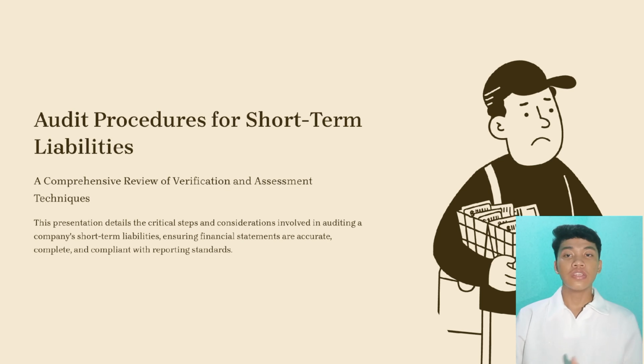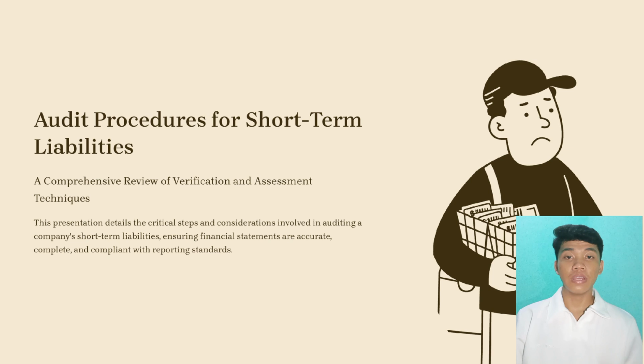And today in this video we are diving into one of the key areas of financial auditing that keeps business running smoothly. Short-term liabilities like accounts payable, accrued expense, and short-term loans are the obligations a company must settle within a year. They're crucial because they reflect a company's immediate financial health and liquidity.